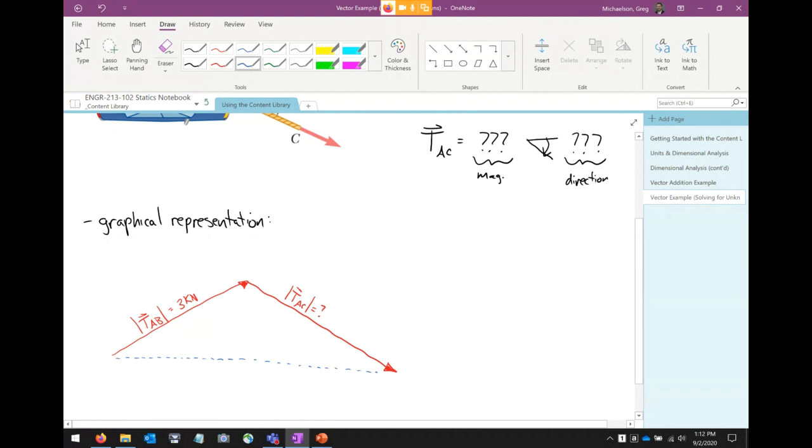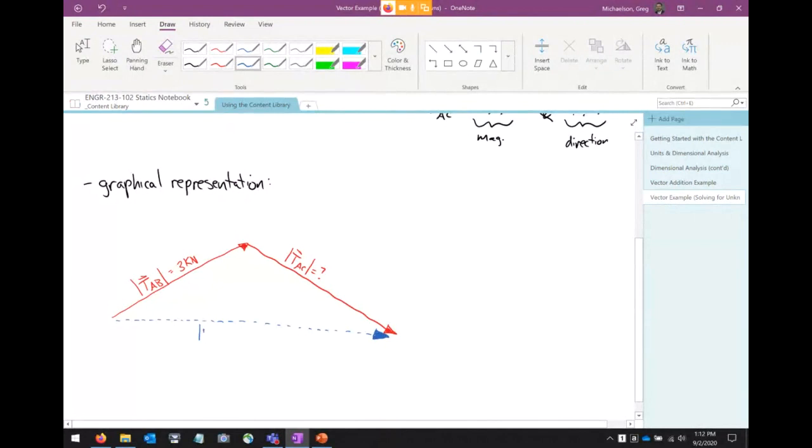And again, forgive my crude artwork. I do the best I can, but sometimes that can be a little difficult. All right. And that magnitude is 4.8 kilonewtons.